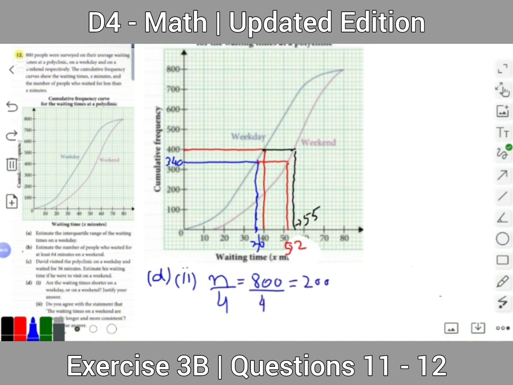So from 200 we will draw a horizontal line until it touches the curve representing the weekend. Now from the point of intersection on the curve, we will draw a vertical line until it touches the horizontal axis. So here we have 42. So the estimated value of the lower quartile Q1 from the cumulative frequency curve is equal to 42.